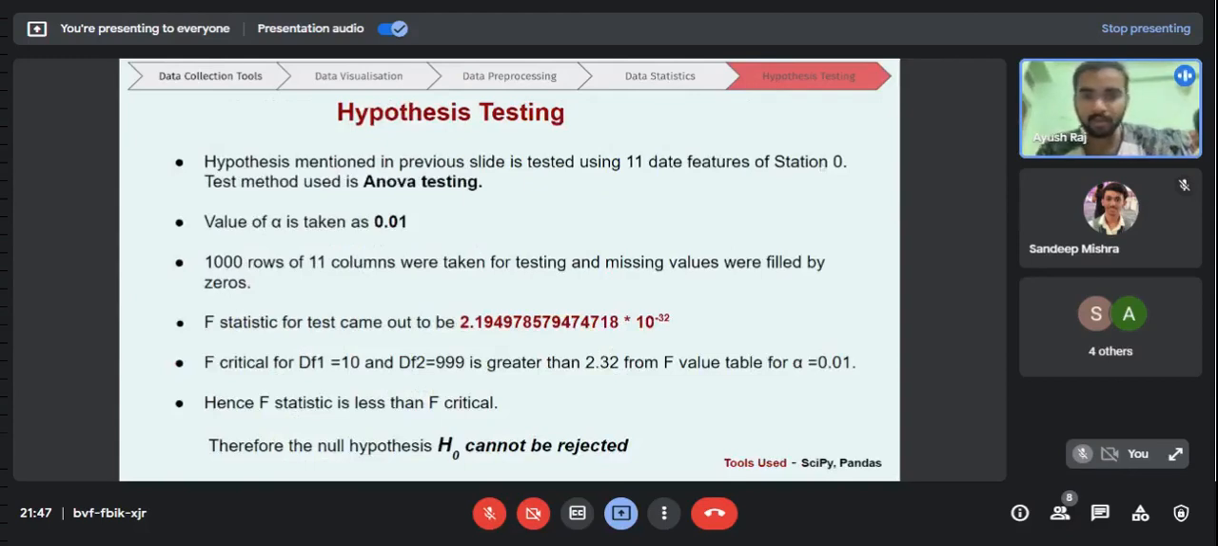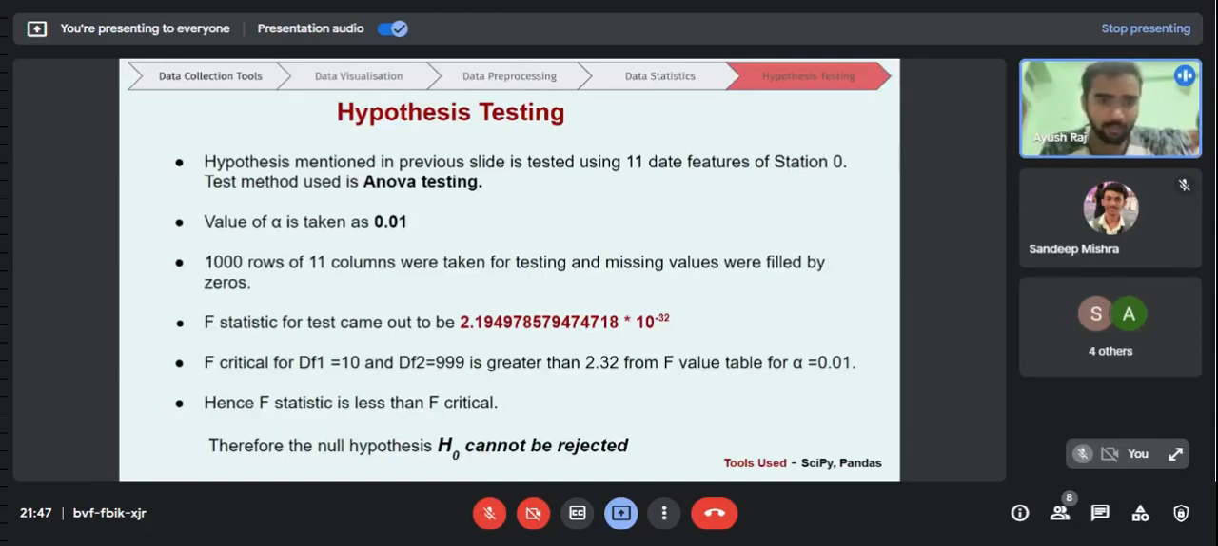Now we can move to the testing part. How did we test our hypothesis? As we had multiple means, the hypothesis testing method we used was ANOVA testing. We took station 0, and in station 0 there were 11 date features. We took only 1000 rows as the number of date rows was very large for calculation. We took 1000 rows and 11 columns and carried out ANOVA testing.